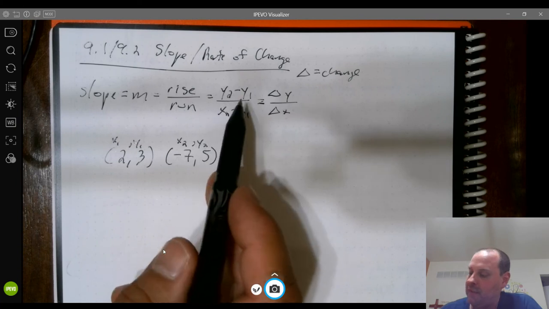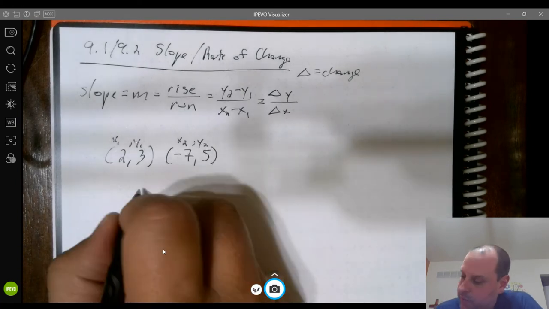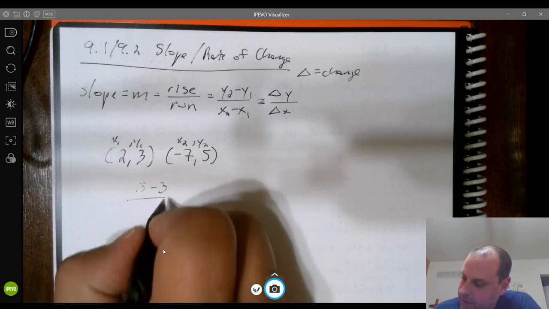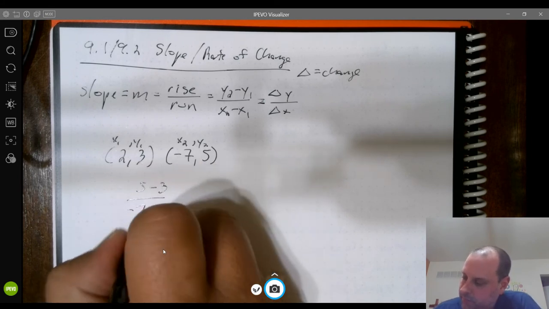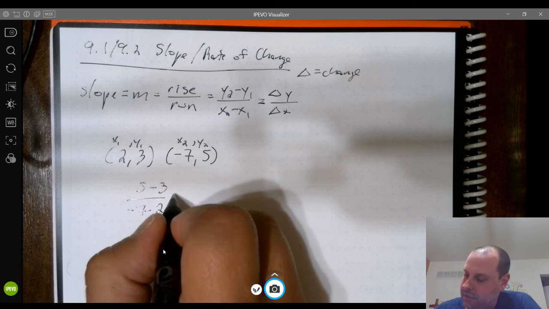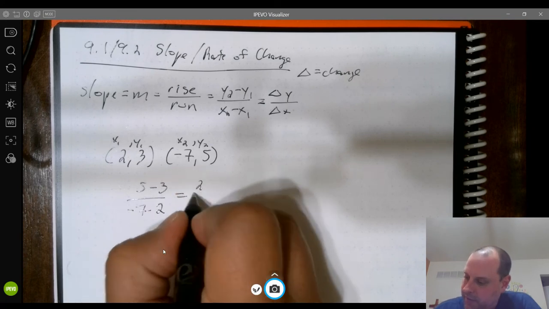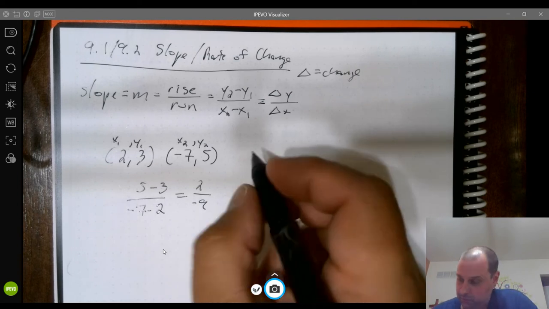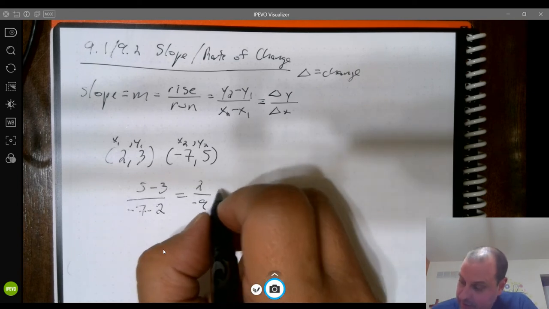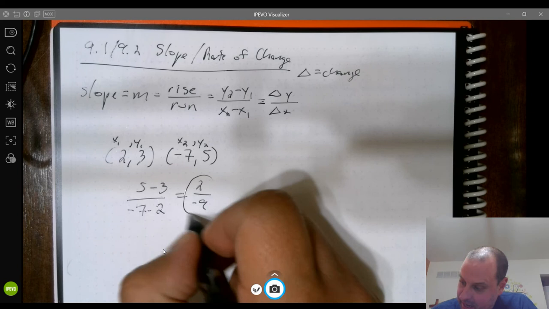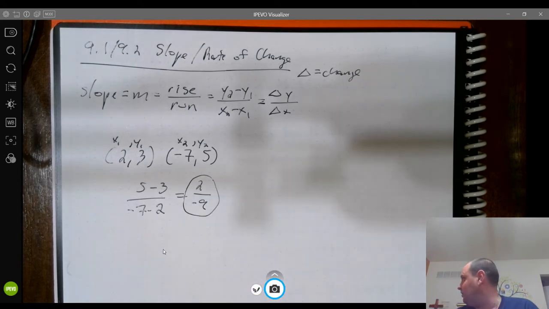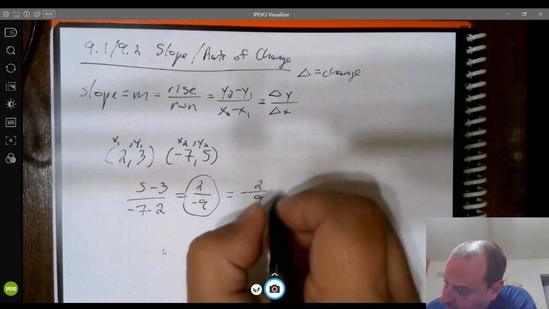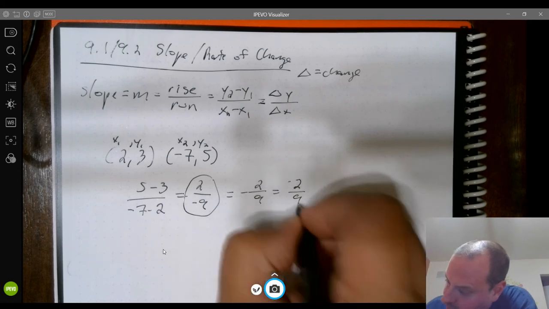So if I look at the y2 minus y1, we're saying that I would subtract the y's, 5 minus 3, over -7 minus 2. So 5 minus 3 is 2. -7 minus 2 is -9. We always check if you can simplify. In this case, I cannot. So my answer is you could leave it as 2 over -9. You could put a negative in front and go 2 9ths. You could have -2 over 9.